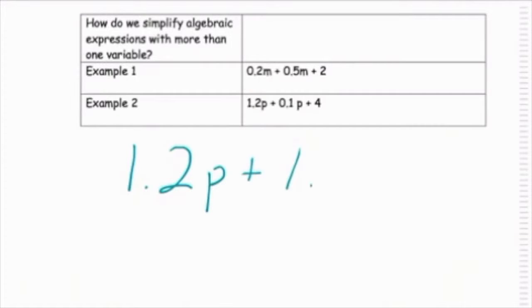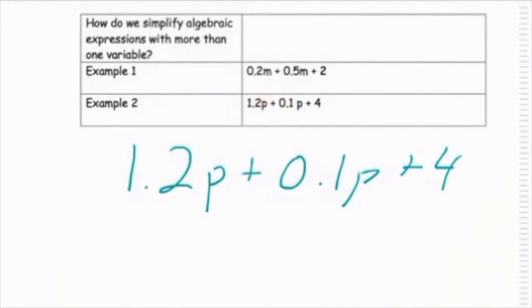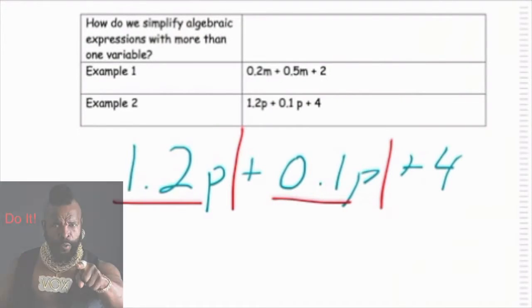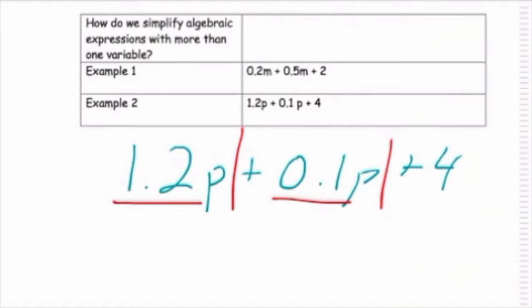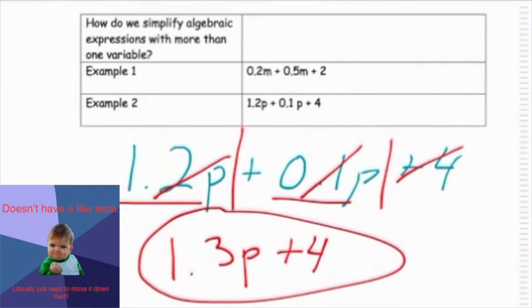Example 2: 1.2p plus 0.1p plus 4. Again, they're all positive, so you don't have to split them, but I recommend you do it. Split, split. These two both have the letter p in it. They're both positive, same sign, so we're going to add. And 1.2 plus 0.1 is 1.3p. Gone, gone, and then you bring down that plus 4. My final answer, 1.3p plus 4.